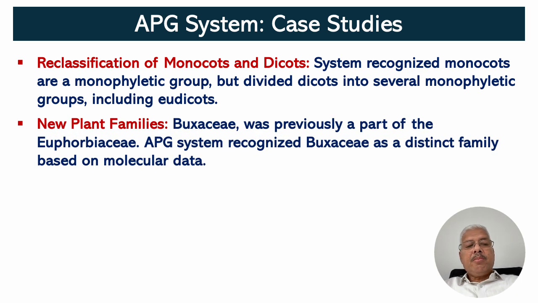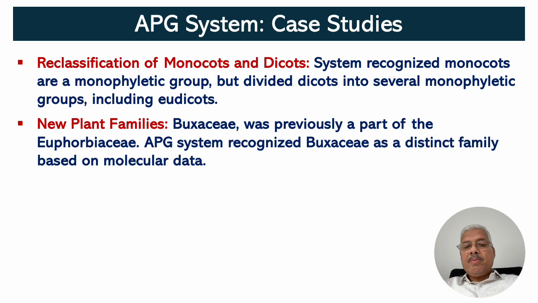With reference to the reclassification of monocots and dicots, which is one of the most significant changes. Previously, the monocots and dicots were considered to be two major groups of the flowering plants based on the number of cotyledons. The APG system recognized that the monocots are a monophyletic group but dicots are not. Instead, the system divided the dicots into several monophyletic groups including the Eudicots, which comprise most flowering plants. This reclassification had a profound impact on our understanding of the plant evolution and diversity.